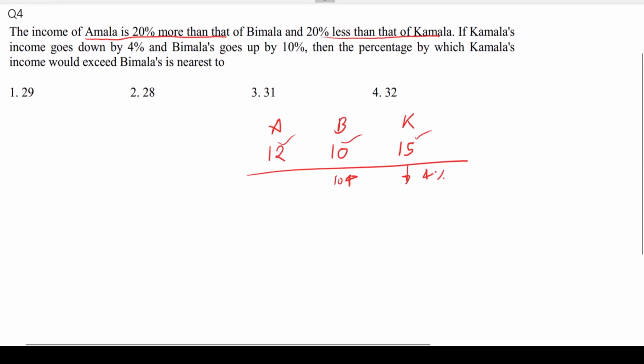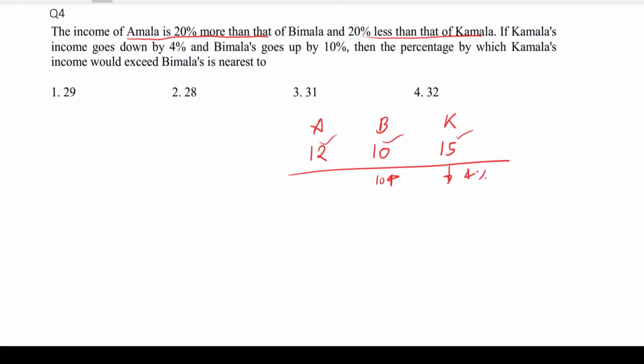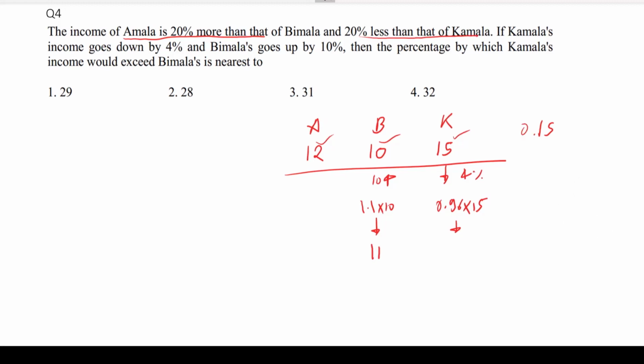So when it increases by 10%, it will be 1.1 into 10, which is 11. And when it goes down 4%, 0.96 into 15, we can simply subtract from 15 the 4% of 15, which will be 0.6, and hence we will get 14.4.